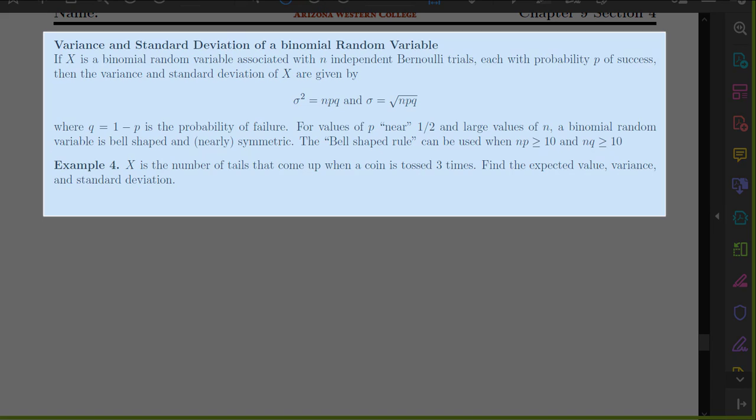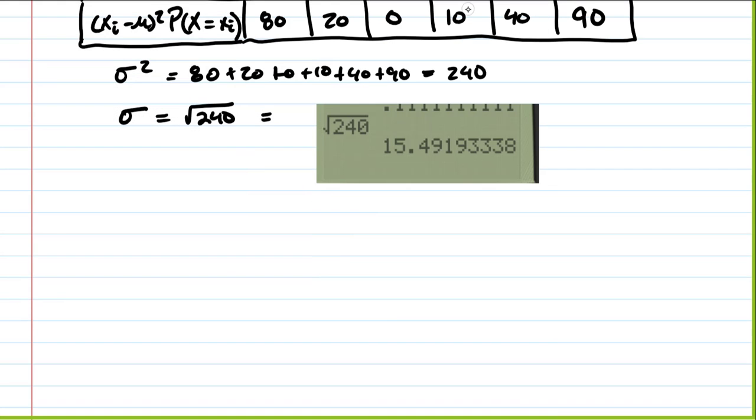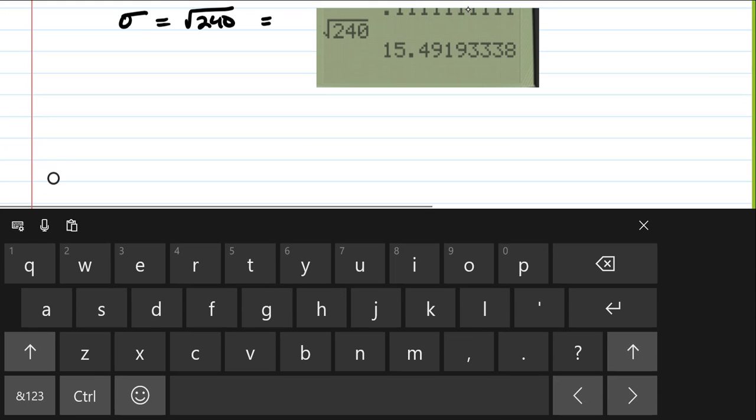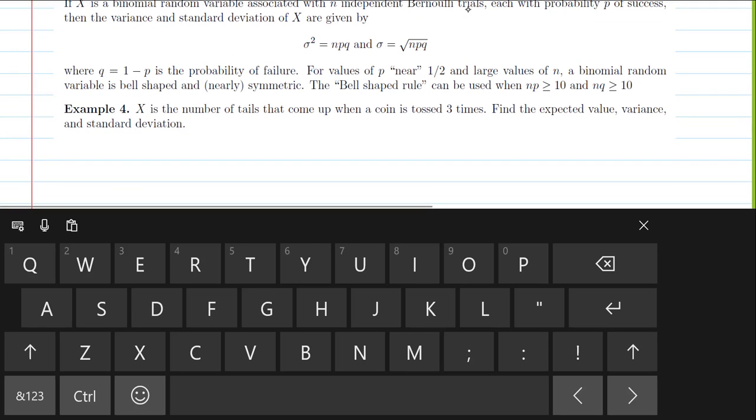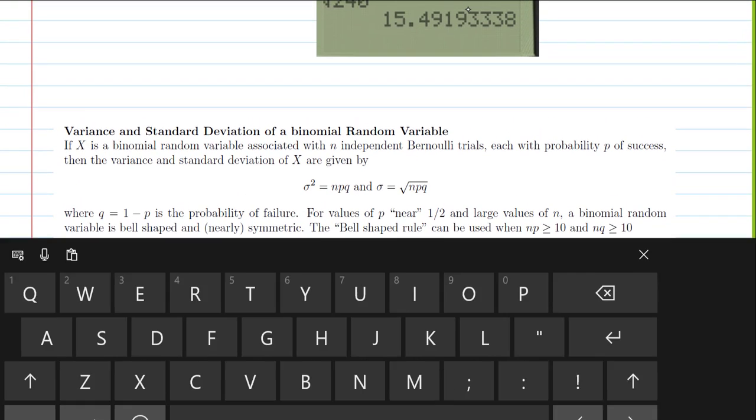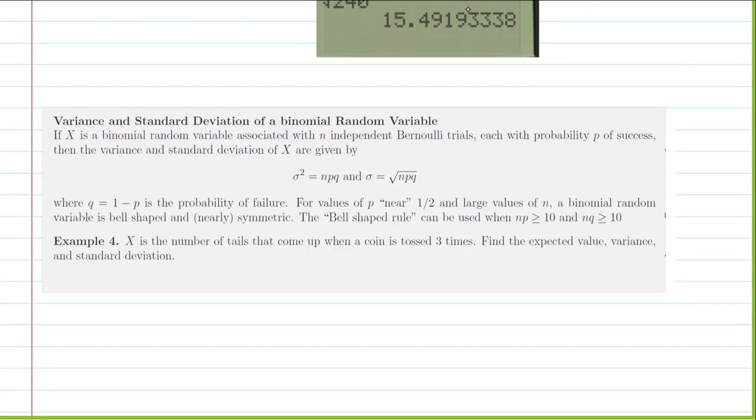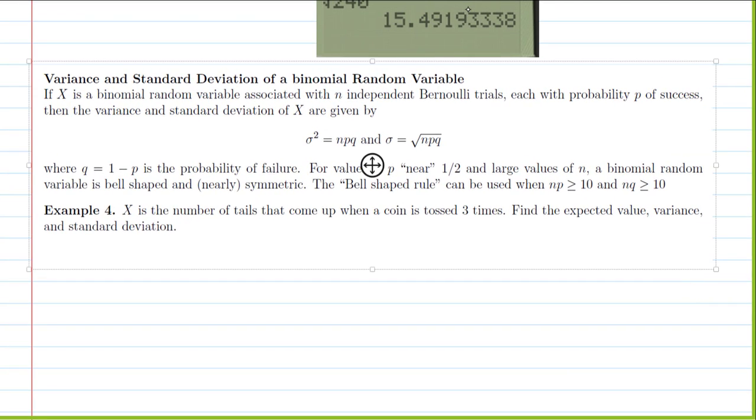So the variance and standard deviation of a binomial distribution or a binomial random variable, similar to the mean, has a very nice formula. That is, if x is a binomial random variable associated with n independent Bernoulli trials, each with the probability p of success, then the variance and standard deviation of x are given by sigma squared equals npq, and sigma is equal to the square root of npq, where q is equal to 1 minus p is the probability of failure.